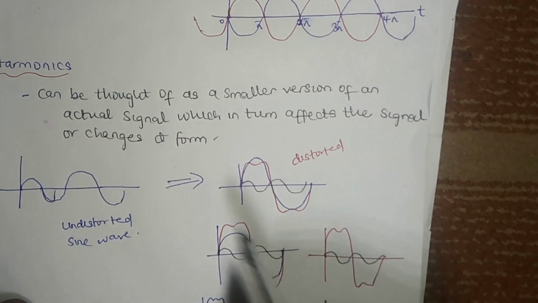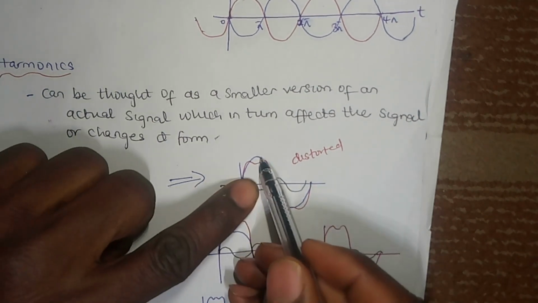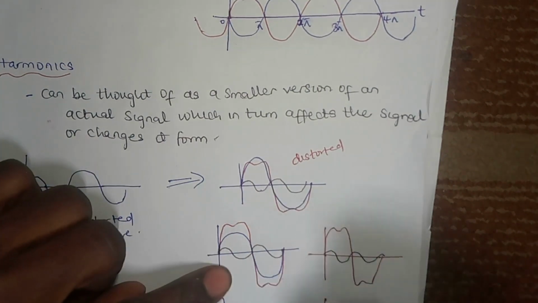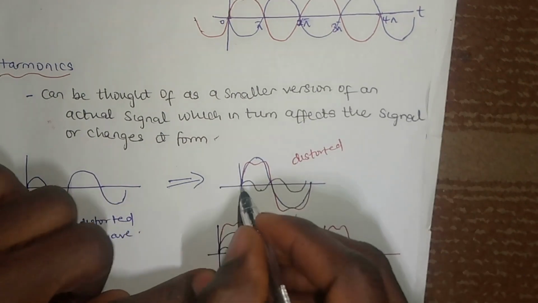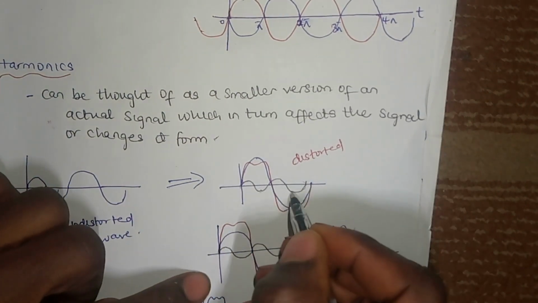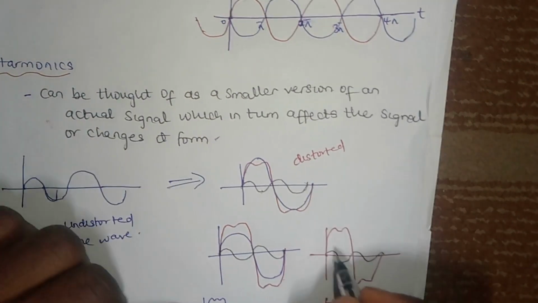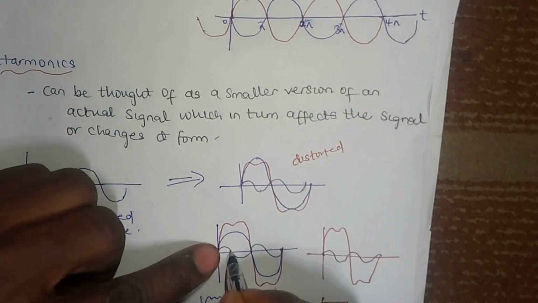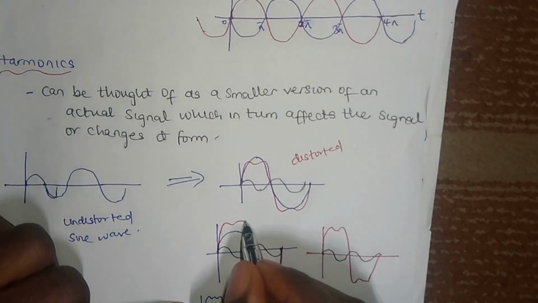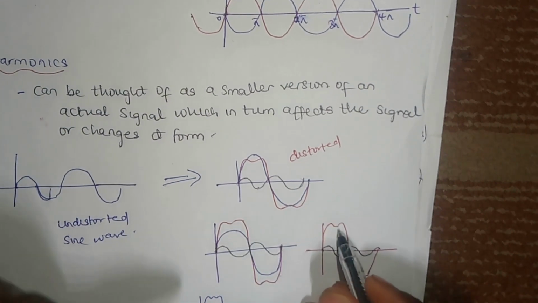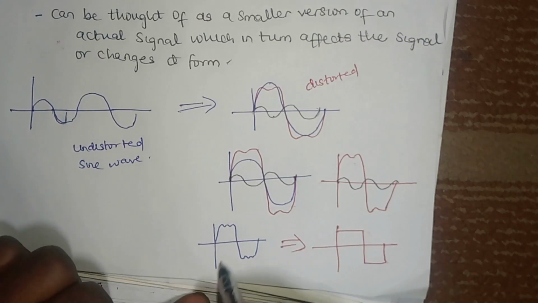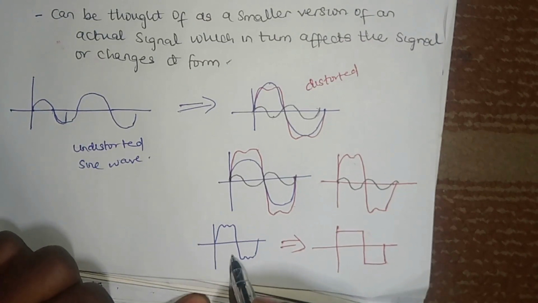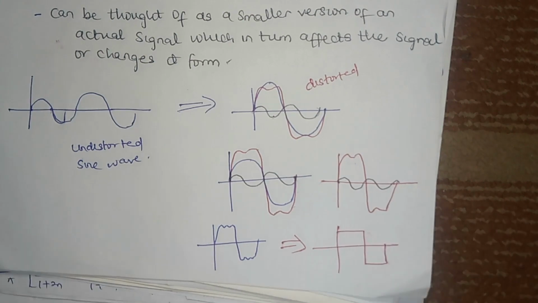Harmonics are this black one added to the original, which is the blue one. So in essence, this blue one is the original sine wave. We have the black one, which is the harmonics. When you combine them together, as I do here, you get this distorted signal. If you add another harmonic to it, it turns to like this. The more you keep adding harmonics, you can form a square wave.